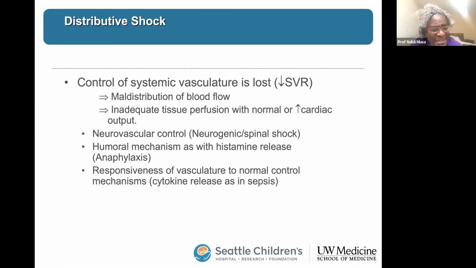A patient has a spinal injury, and they have loss of the vascular tone, pooling of blood, decreased SVR, and a drop in their blood pressure. Or you can see that also with anaphylaxis, with histamine release and the effects of histamine on the vascular bundle. And then also in response to cytokine release as seen in sepsis.